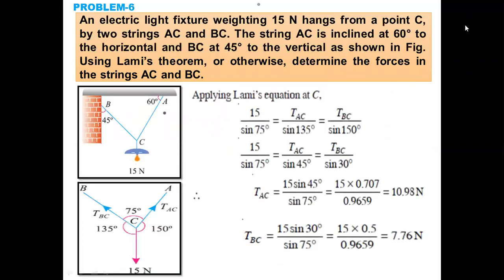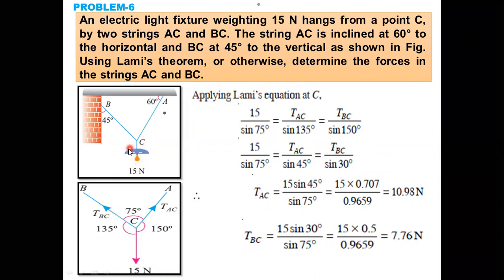Here they are saying that an electrical light fixture weighing around 50 Newton hangs from point C by two strings, that is AC and BC. The string AC is inclined at 60 degrees to the horizontal and BC is inclined 45 degrees to the vertical. As shown in the figure, using Lami's theorem or otherwise, determine the forces in the strings AC and BC.